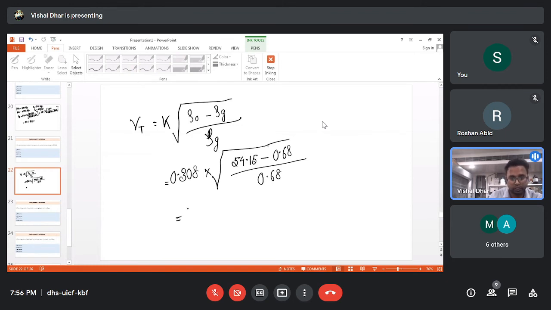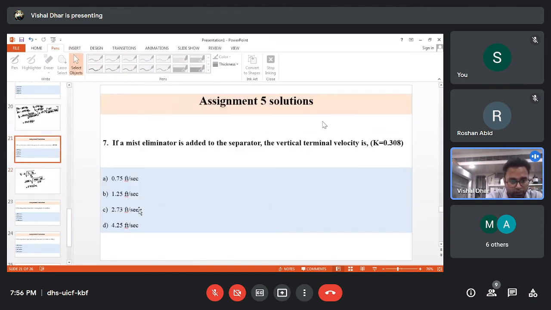So if you solve this, the answer should come as 2.73 feet per second. Okay. So the answer for this, 2.73 feet per second, is the correct answer.